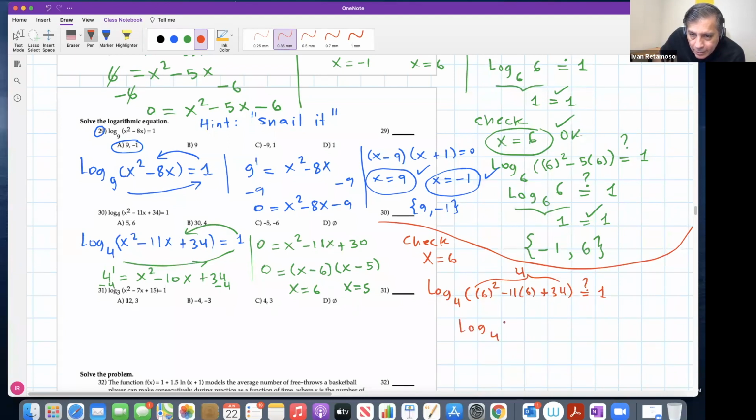So you may stop right there. This is going to check. Look, log base 4 of 4 is of course 1, so it checks. This one checked. What about x equals 5? x equals 5, let's check.